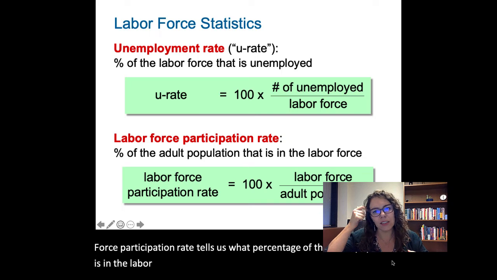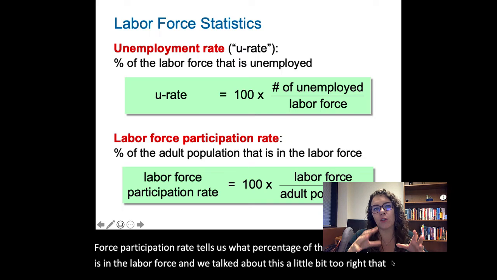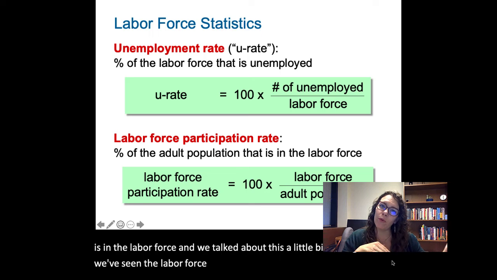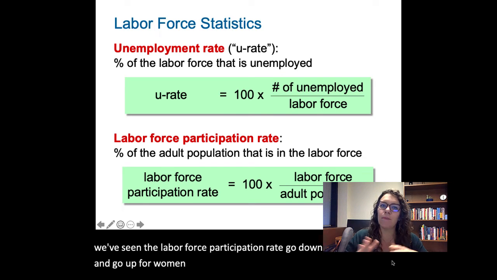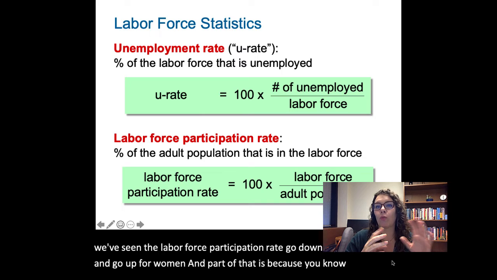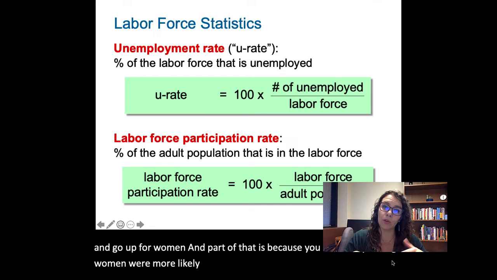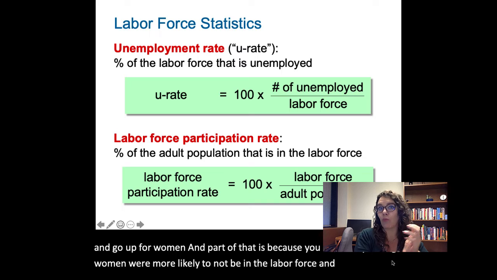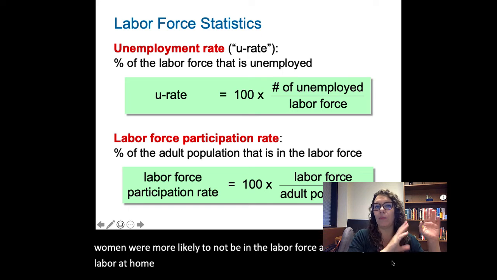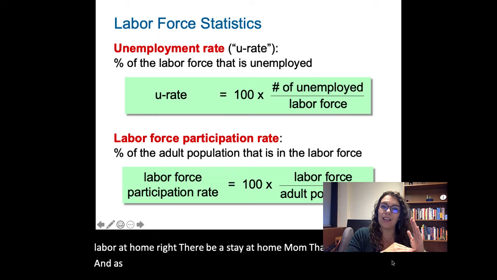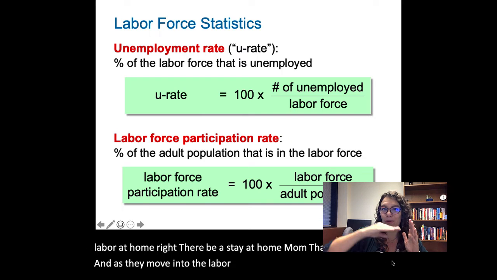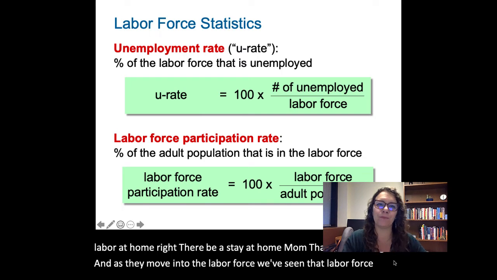And we talked about this a little bit too, right? That we've seen the labor force participation rate go down for men over time and go up for women. And part of that's because, 50 years ago, women were more likely to not be in the labor force and do unpaid labor at home, right? Be a stay-at-home mom, that kind of thing. And as they move into the labor force, we've seen that labor force participation rate go up.